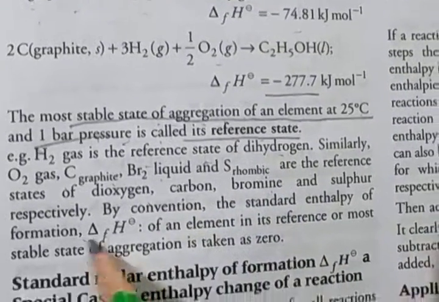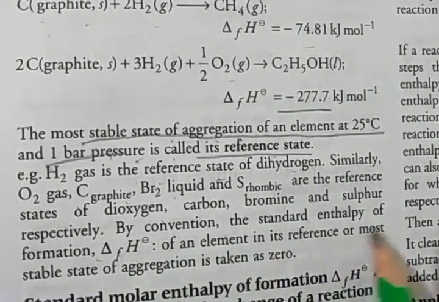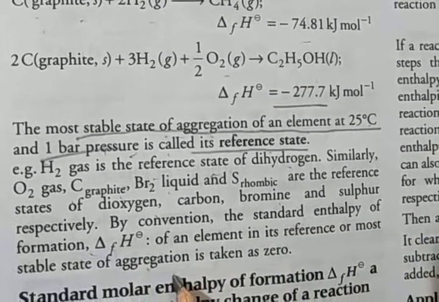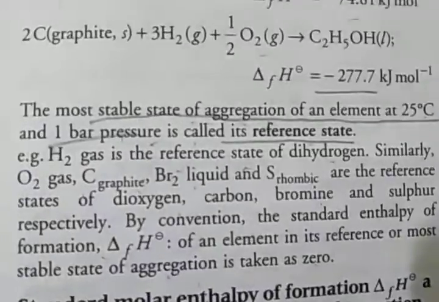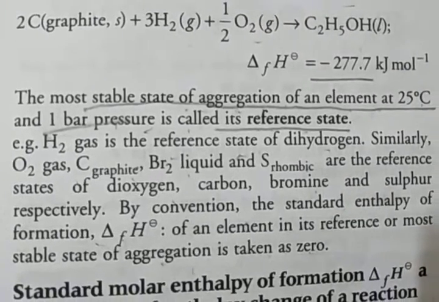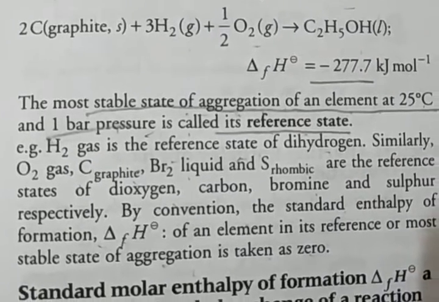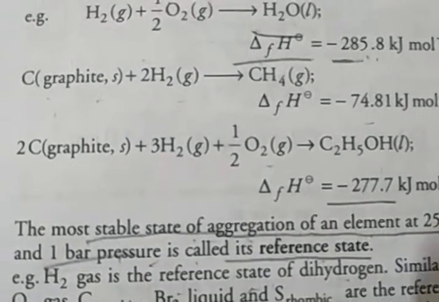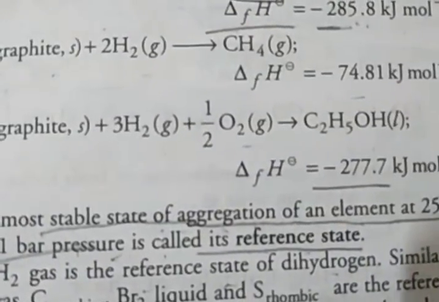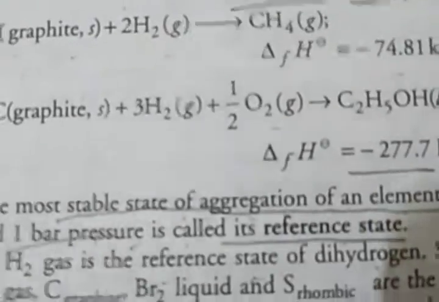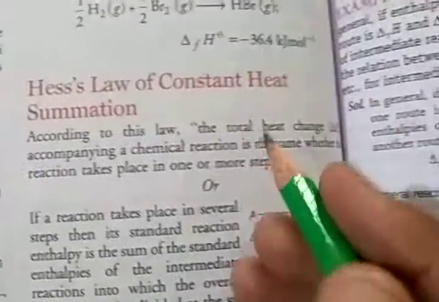By convention, the standard enthalpy of formation of an element in its reference state, the most stable state of aggregation, is taken as 0. Clear? So the standard enthalpy of formation refers to the most stable state and reference state. The enthalpy change accompanying the formation of 1 mole of a compound from its constituent elements when they are in the most stable state is called standard molar enthalpy of formation. Clear?